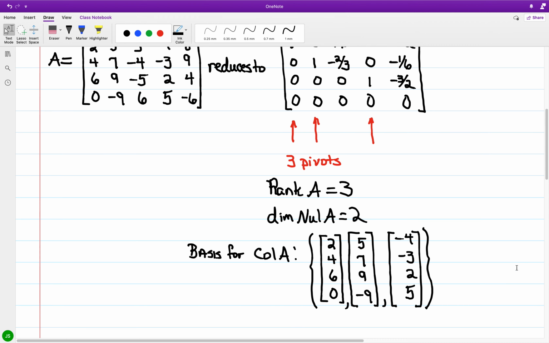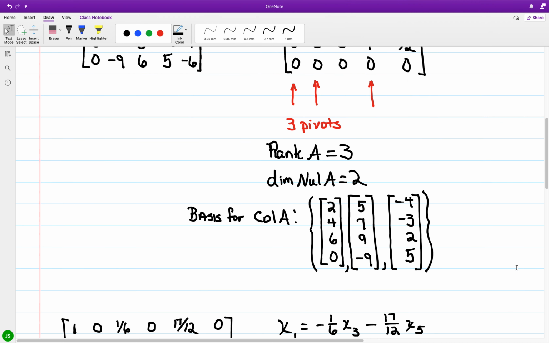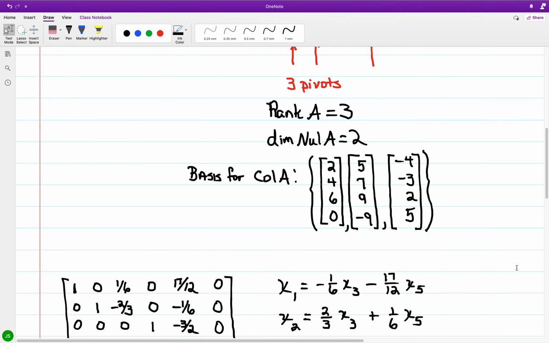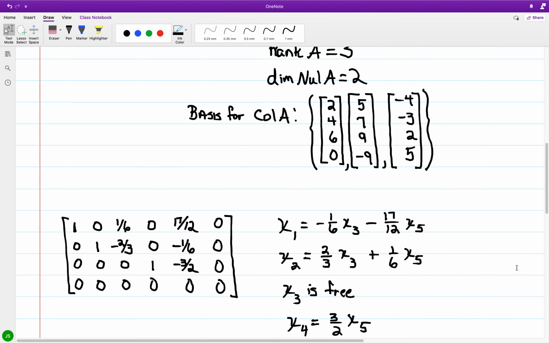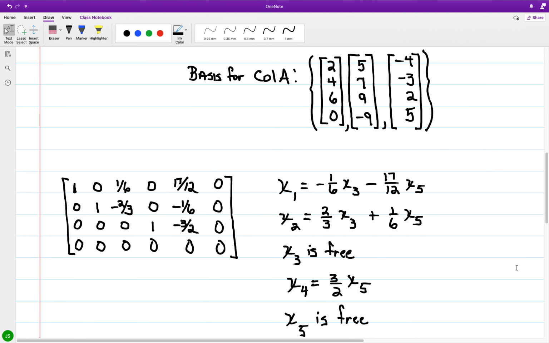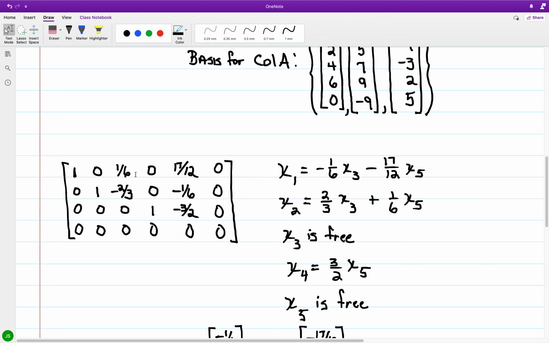Now for the null space, I set the matrix multiplied by x equal to 0, and going with the reduced echelon form, just adding a column of zeros, we have x of 1 equal to negative 1/6 of x of 3 minus 17/12 of x of 5. Corresponding to the next row, x of 2 is equal to 2/3 of x of 3 plus 1/6 of x of 5.